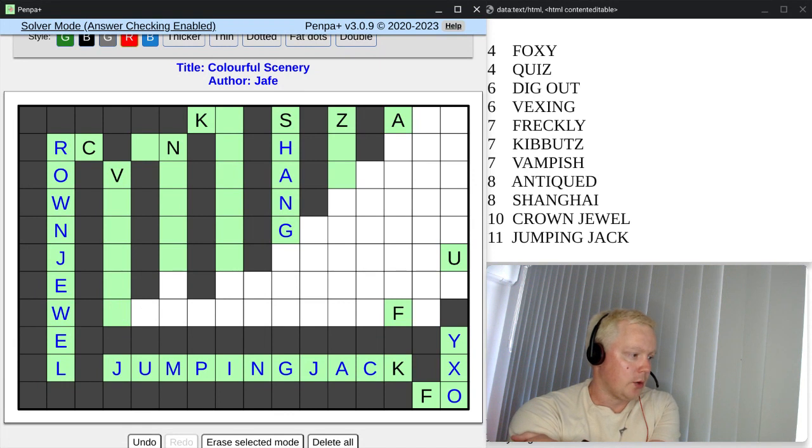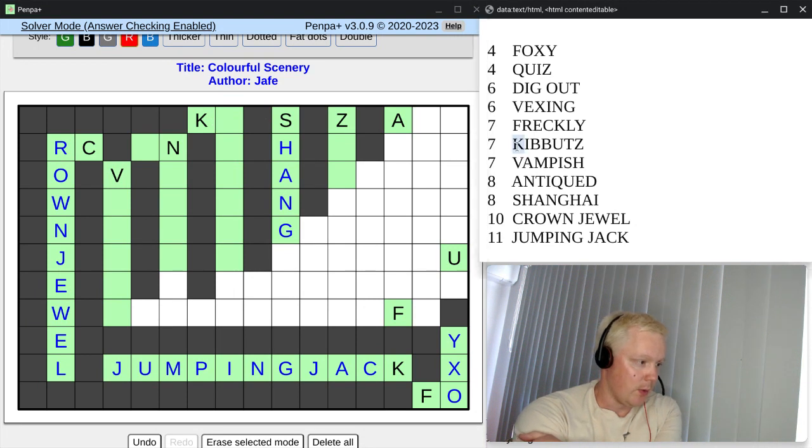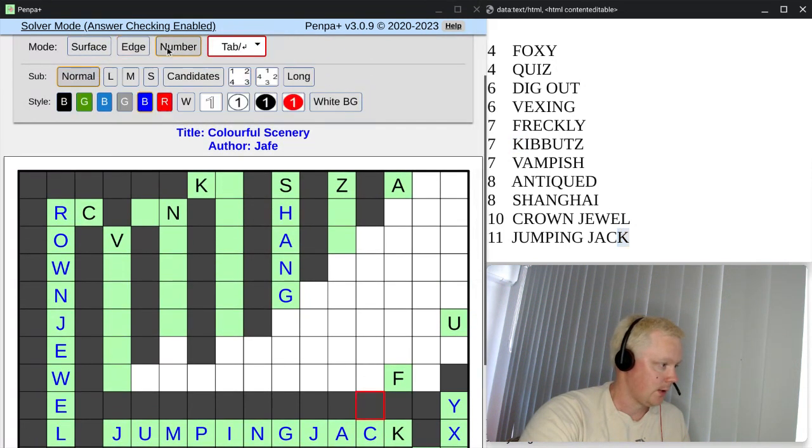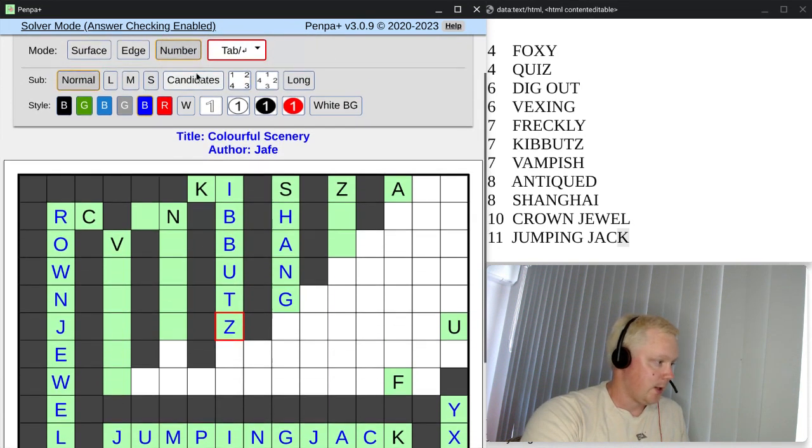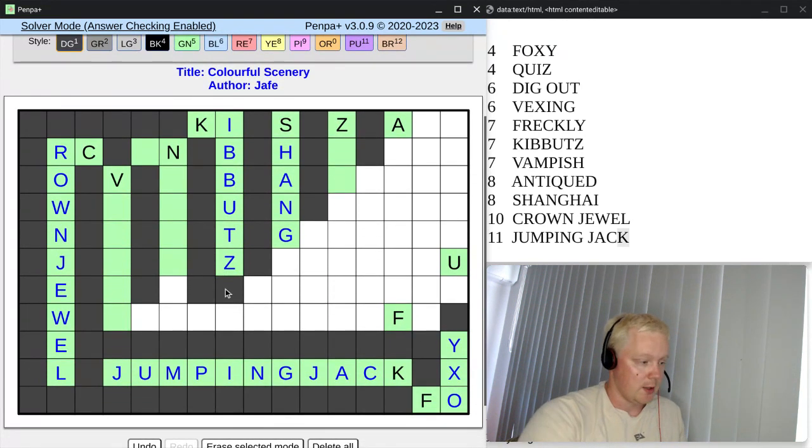Now, what about this K here? Now we used jumping jack, so does this have to be kibbutz? Is that the only word that we are? That's the only word that starts with K, and we don't have any other words ending in K except for this jumping jack that we use. So this has to be kibbutz. We can write that in. So K-A-B-B-U-T and Z. And that's the final letter, so we can surround that with shaded cells.